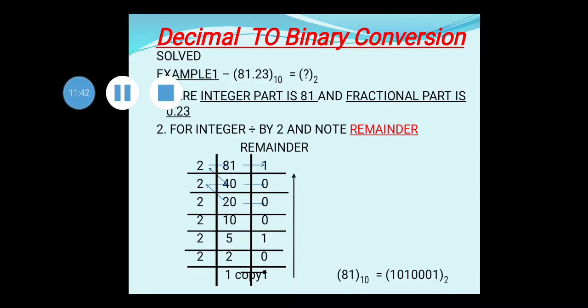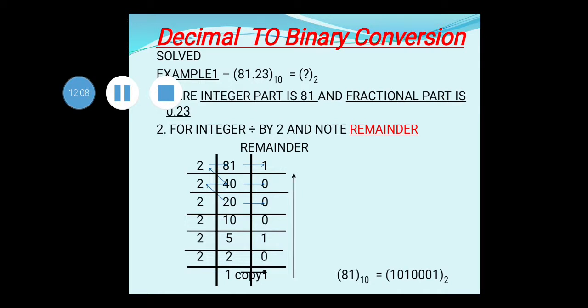Then the quotient 40 is put below the 81. Now I'm going to check: 40 is greater than 2, so again I'm going to divide by 2. When I divide by 2, I get quotient 20 and remainder 0. I'm going to note down the remainder in the remainder column, and then again I'm going to check 20.